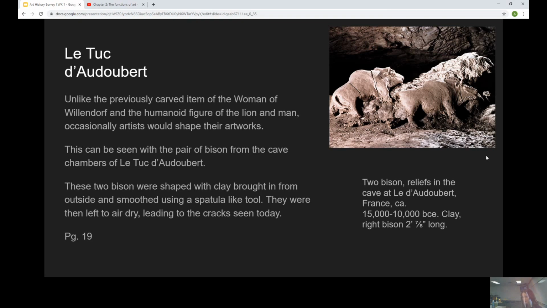Another interesting choice is, of course, the composition. We see once again a profile view so that we can understand exactly what the subject matter is, which is one of the reasons why it's so easy to read as two bison. You'll also notice the size. They aren't that big. I mean, they're kind of big. 2 feet.